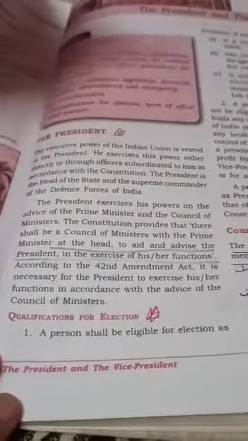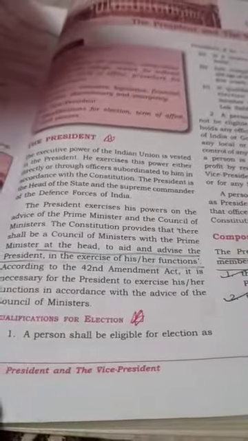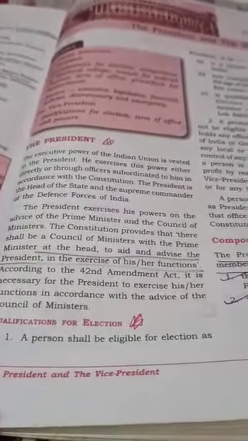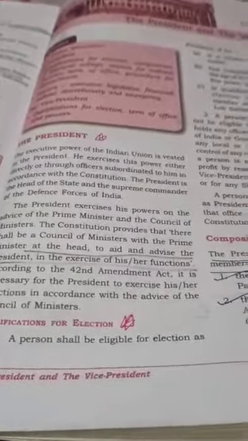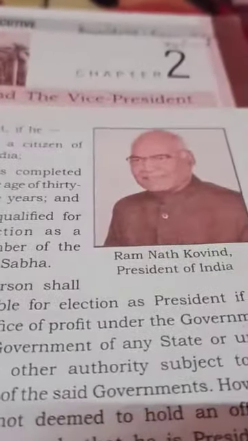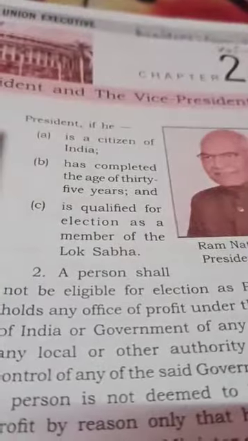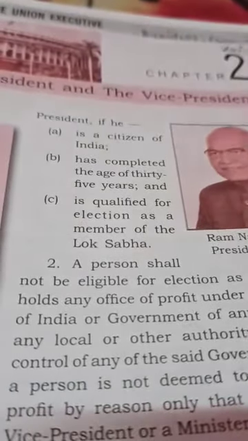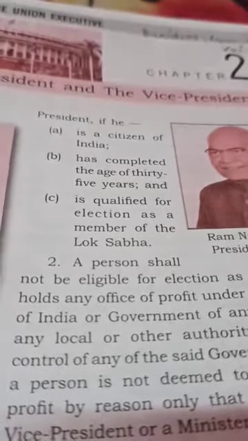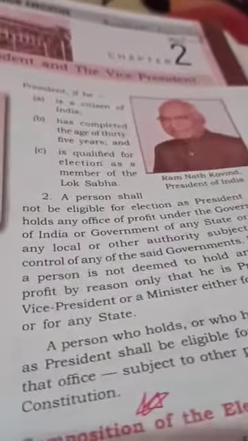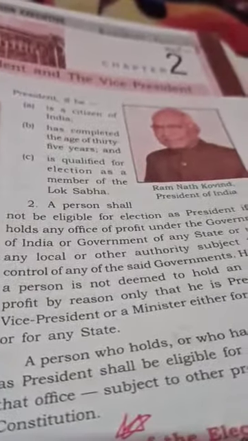So, the qualification for the president's election: a person shall be eligible for election as president if, number one, he is a citizen of India. All of you know that our present president is Ram Nath Kovind. You will learn the name properly. And he should have completed the age of 35 years and be qualified for election as a member of the Lok Sabha, which means he should be qualified for the elections of the Lok Sabha also.